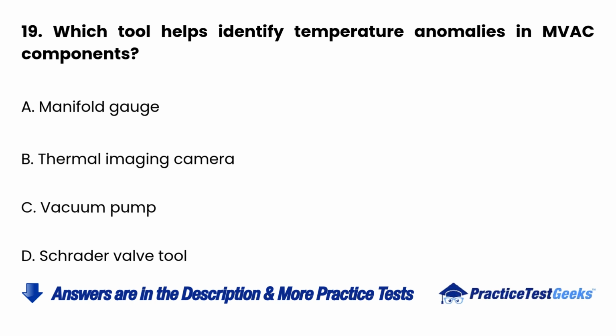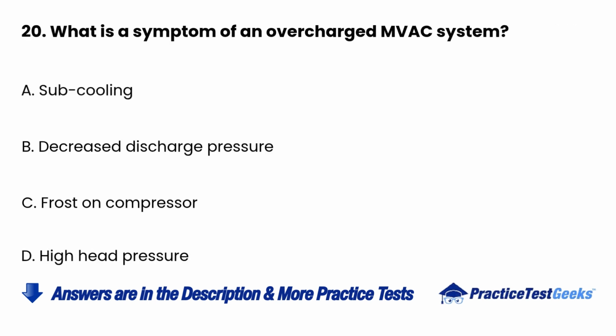A. Manifold gauge. B. Thermal imaging camera. C. Vacuum pump. D. Schrader valve tool. 20. What is a symptom of an overcharged MVAC system? A. Subcooling. B. Decreased discharge pressure. C. Frost on compressor. D. High head pressure.